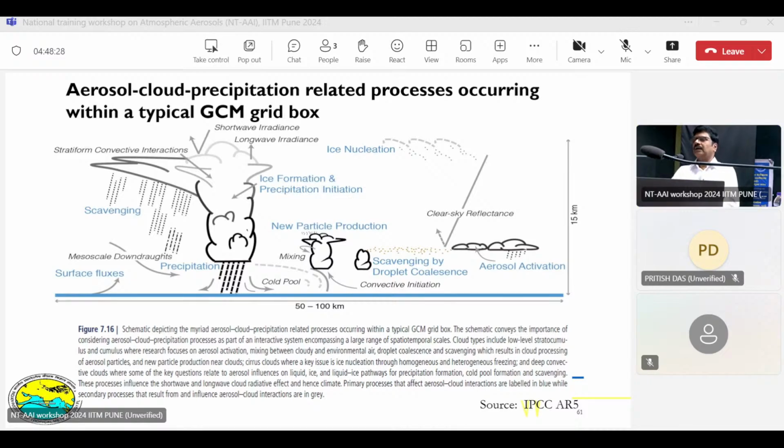Yeah, there are studies showing elevated aerosol layers, and with convection in summer, the particles are even going up to the stratosphere.